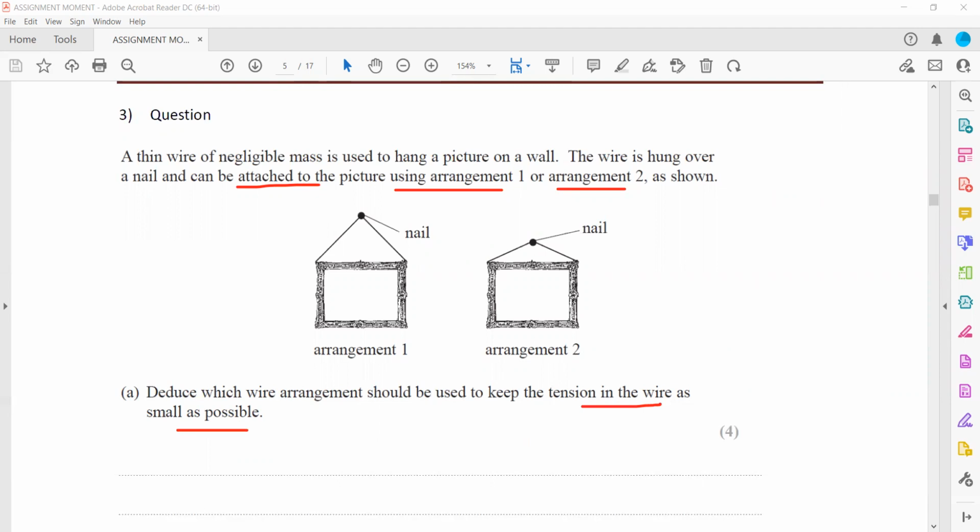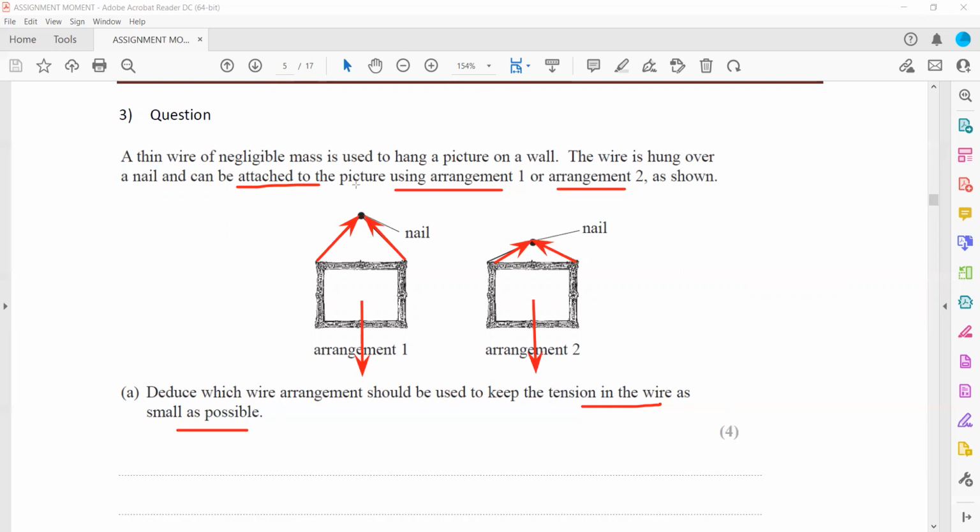So we have two different arrangements, arrangement 1 and arrangement 2. How can we work this out? See the tension. This will be the tension T, and this will be the tension T. In both cases, the picture is of the same weight, which is acting downward. And here also tension T will be there.